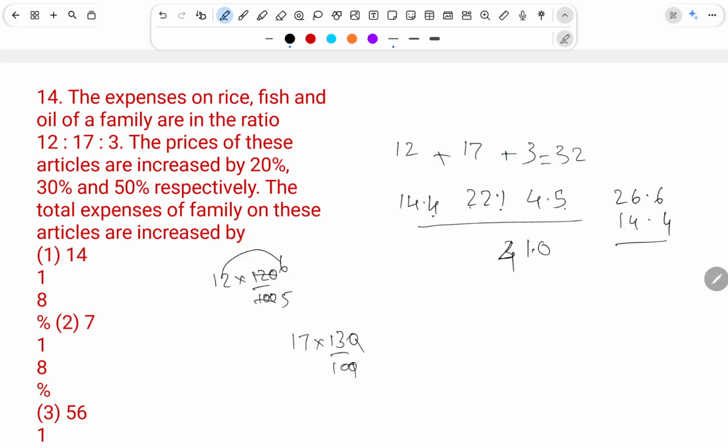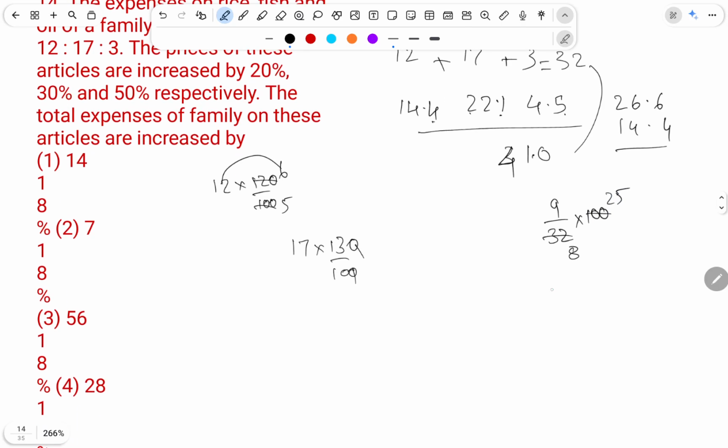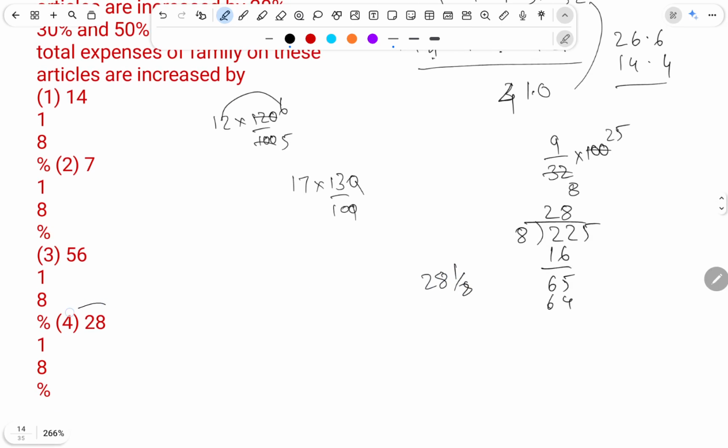From 32, it increased by 9. So 9 by 32 into 100. What is that percentage? 4 8s, 4 25s. 9 25s, 225 by 8. How many times? 8 2s are 16, 6. 8 8s are 64. 28 1 by 8, 28 1 by 8, the last option. Okay. Hope you understood.